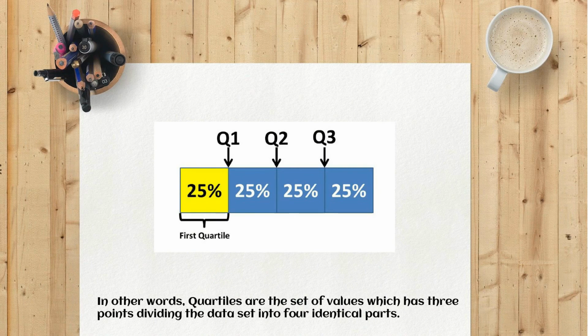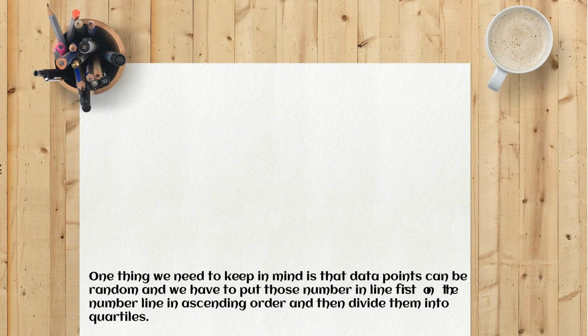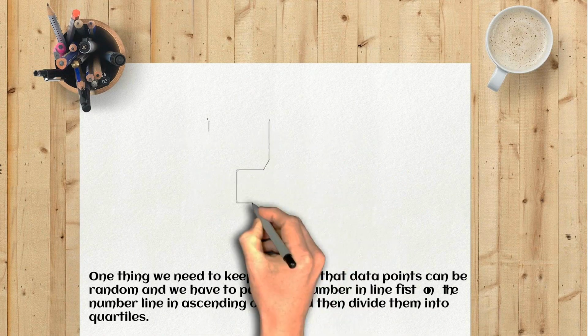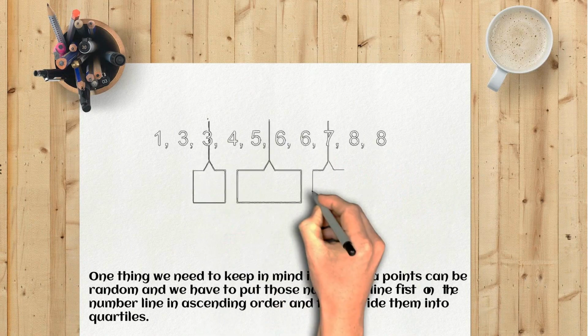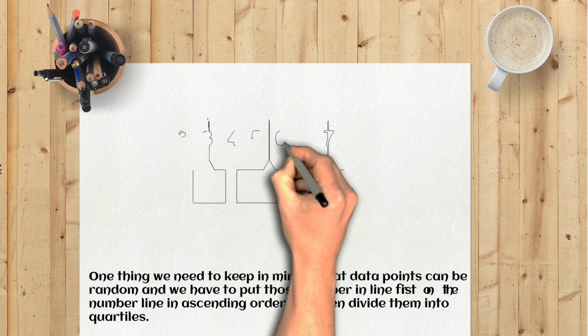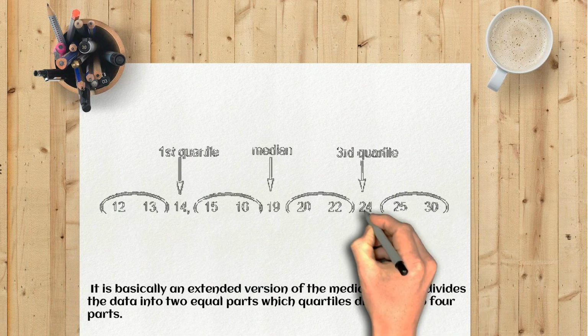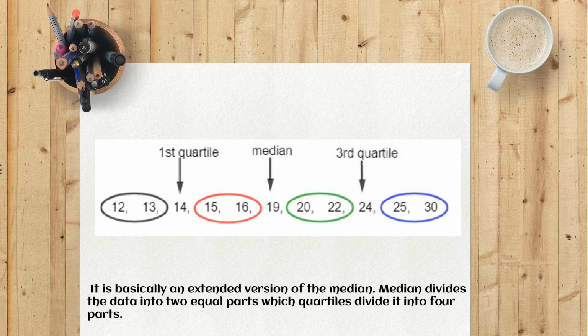One thing we need to keep in mind is that data points can be random, and we have to put those numbers in line first, on the number line in ascending order, and then divide them into quartiles. It is basically an extended version of the median. Median divides the data into 2 equal parts, while quartiles divide it into 4 parts.